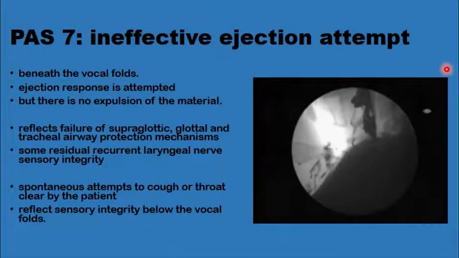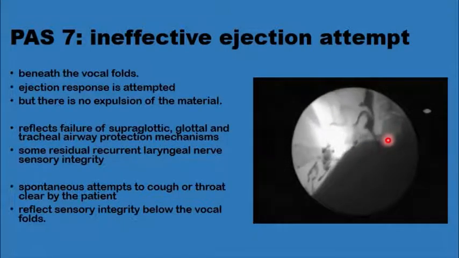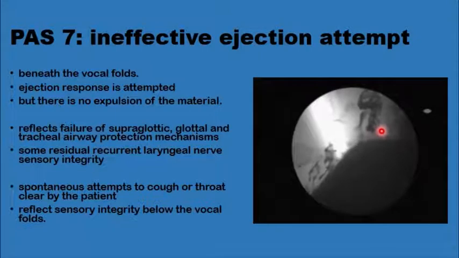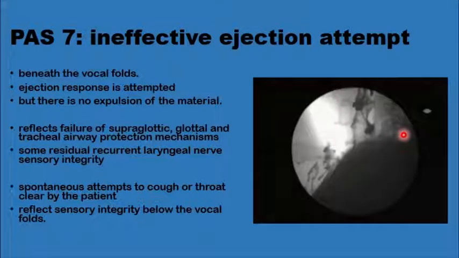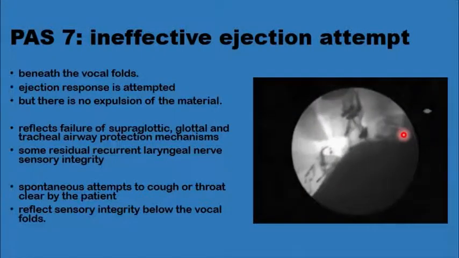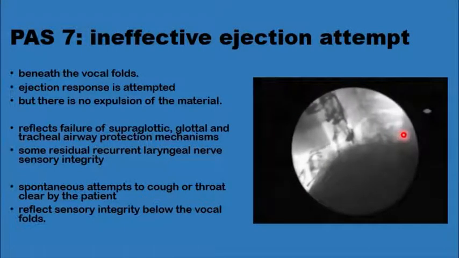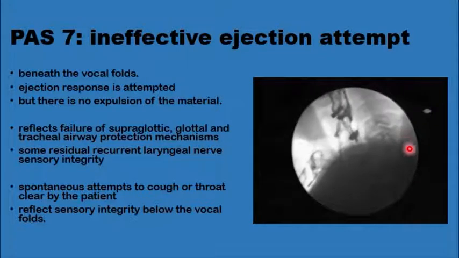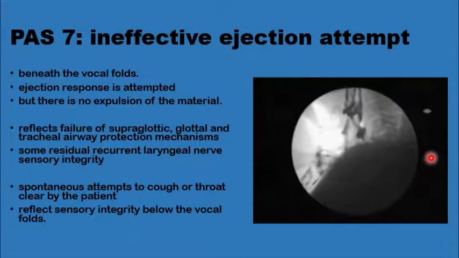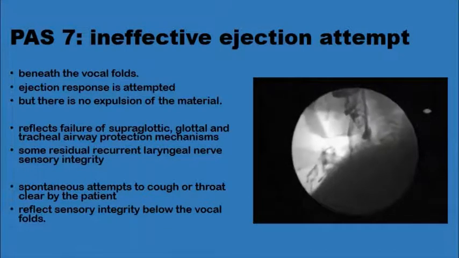You would see some aspiration here into the subglottic space and the trachea. You would see attempts at coughing, but there is a residual amount of the material in the trachea at the end because the cough reflex was not very effective. So we know that there is still some residual sensation in the recurrent laryngeal nerve sensation territory, but it's not effective enough to clear the airway from the aspiration.